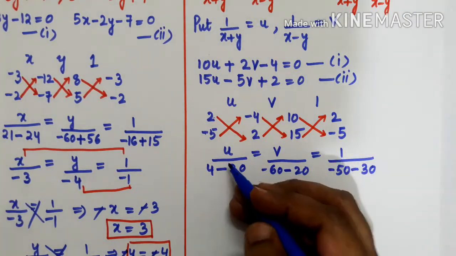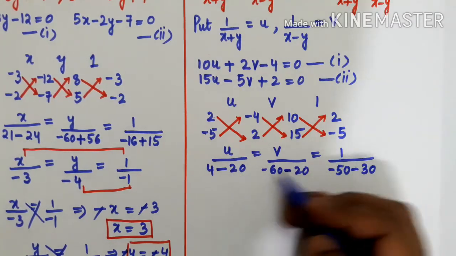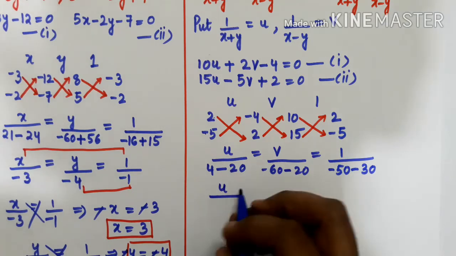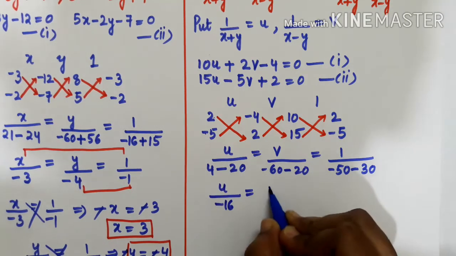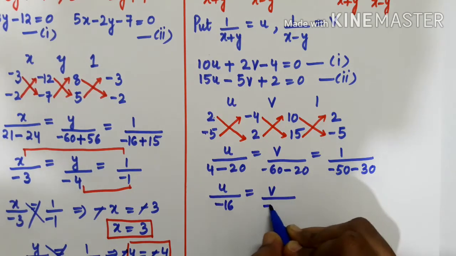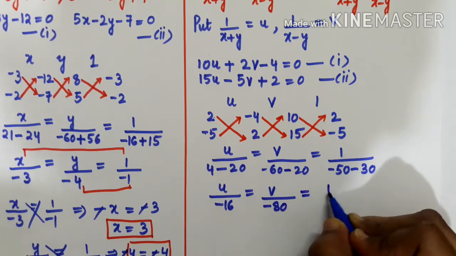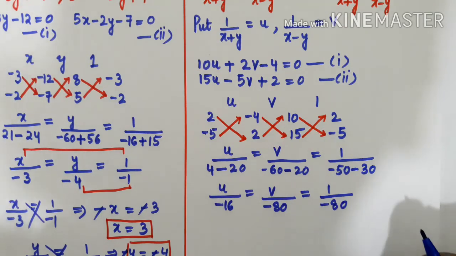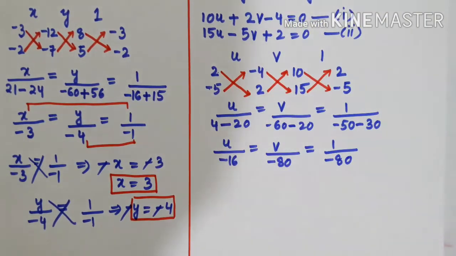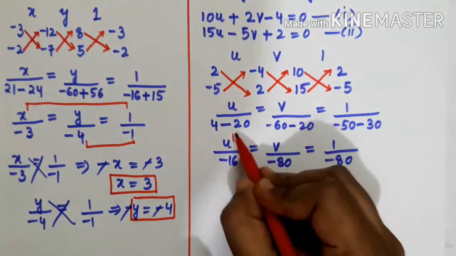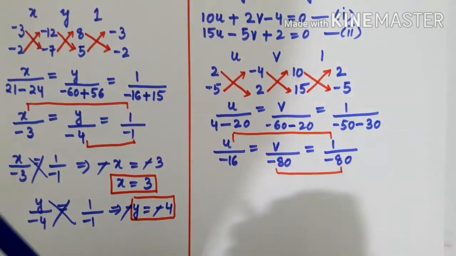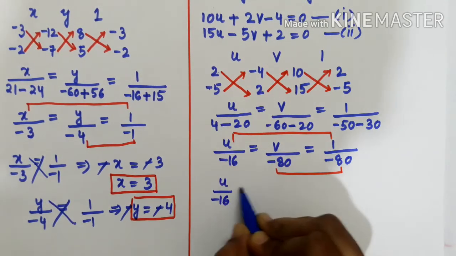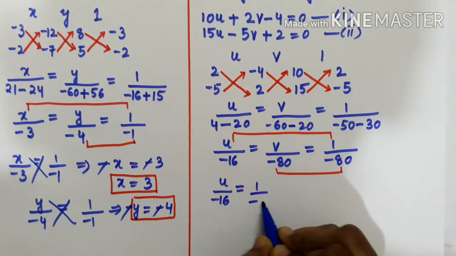Okay, so now u, v and 1. First of all let us just simplify this and then we will equate. Okay, so u divided by 4 minus 20, so minus 16, then v divided by minus 60 minus 20, minus 80, then equals 1 by minus 50 minus 30, again minus 80. Okay, so here let us just equate u and this constant, v and this constant. So u divided by minus 16 equals 1 by minus 80.